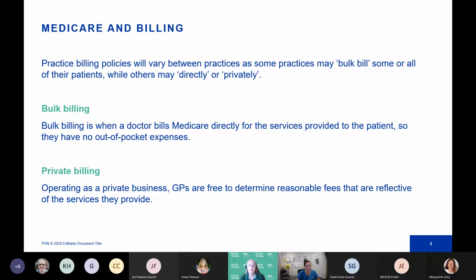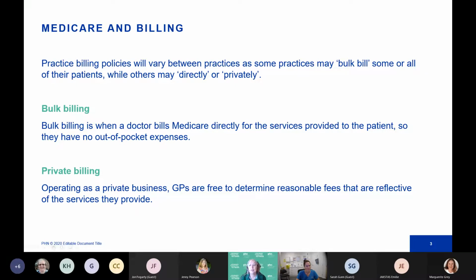So patients are supported in paying their medical costs through third-party insurers such as Medicare. So practice billing policies will vary between practices, and some practices may bulk bill some or all of their patients, while others may privately charge.